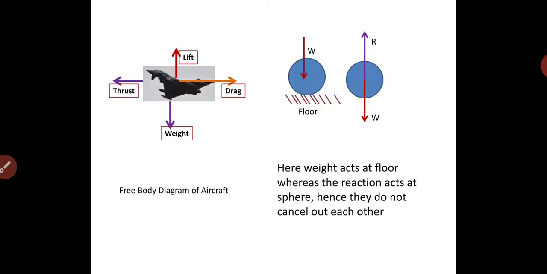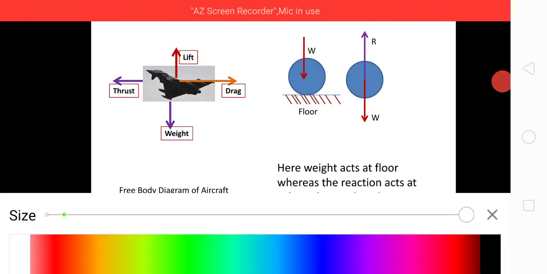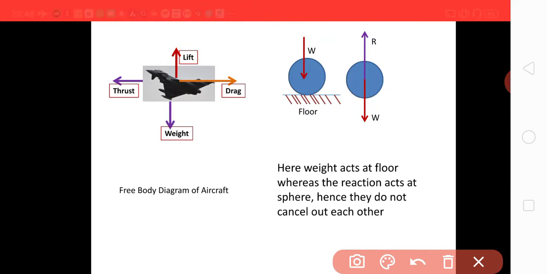For example, this is an aeroplane. Here the lift is facing upward, drag backward, weight downward, and thrust forward. This is the free body diagram of an aircraft flying.